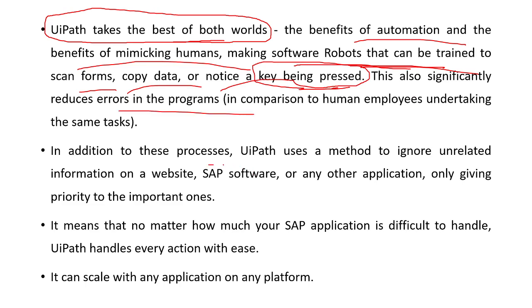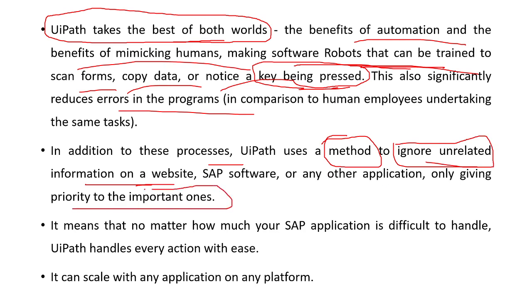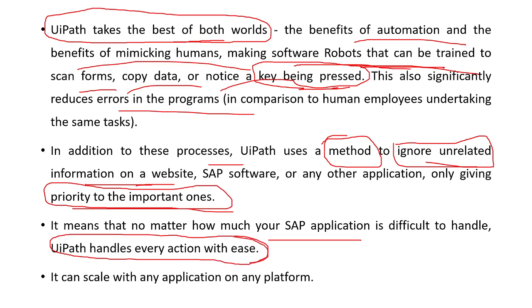In addition to this process, UiPath uses methods or libraries to ignore unrelated information, it seems. This is also interesting. If the RPA developer has used the appropriate libraries to ignore the unrelated information, then automatically the unrelated information will be dropped. So it will give priority only to the important or required data. Clear? So it means that no matter how difficult your SAP application is to handle, UiPath handles every action with ease. Clear?